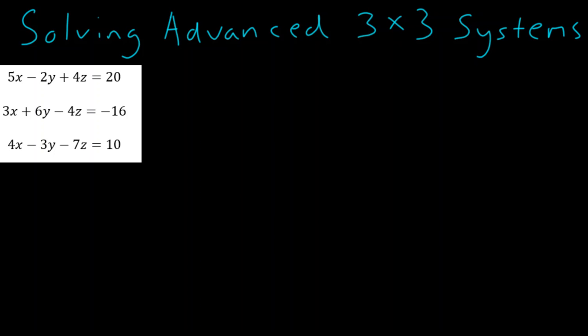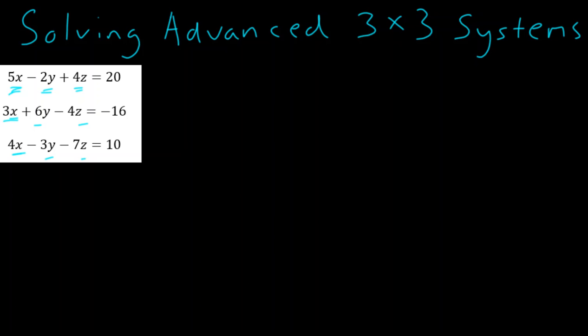Here we have a 3x3 system. And what does 3x3 mean? It means that we have x, y, and z, x, y, and z, x, y, and z. We have 1, 2, 3, and 1, 2, 3 equations. Okay, so how are we going to tackle this?